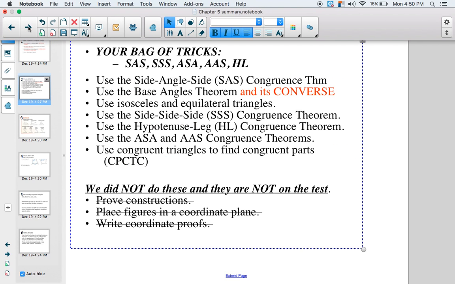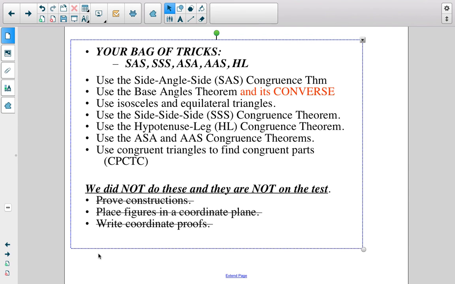During this chapter, we came up with our bag of tricks for proving triangles congruent: side, angle, side; side, side, side; angle, side, angle; angle, angle, side; and hypotenuse leg. We also studied the base angles theorem and its converse, and looked at how the base angle theorem not only applies to isosceles, but that is what helps us with our equilateral triangles. And finally, if we were doing a proof, if you had to prove congruent angles, you might have to use CPCTC. Please, please, please do not use CPCTC unless you have proven those triangles congruent.